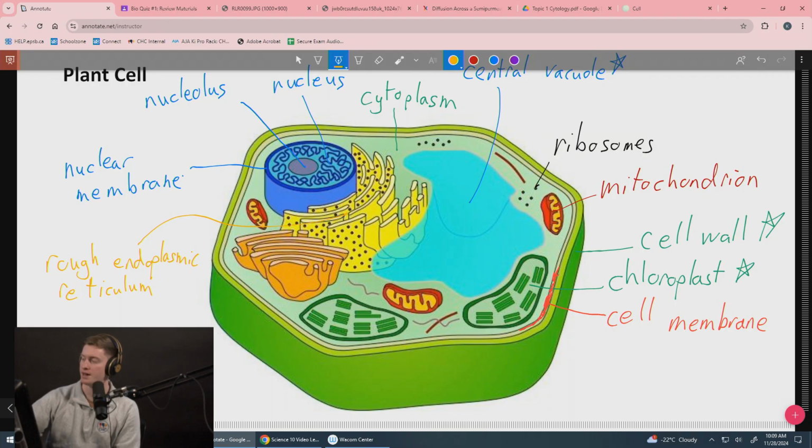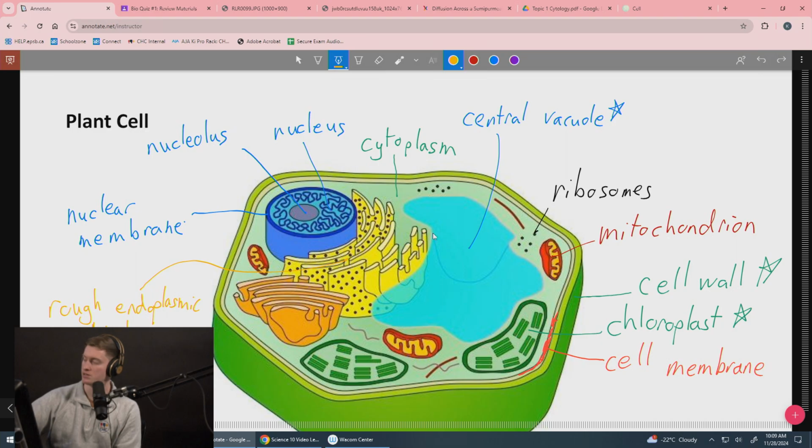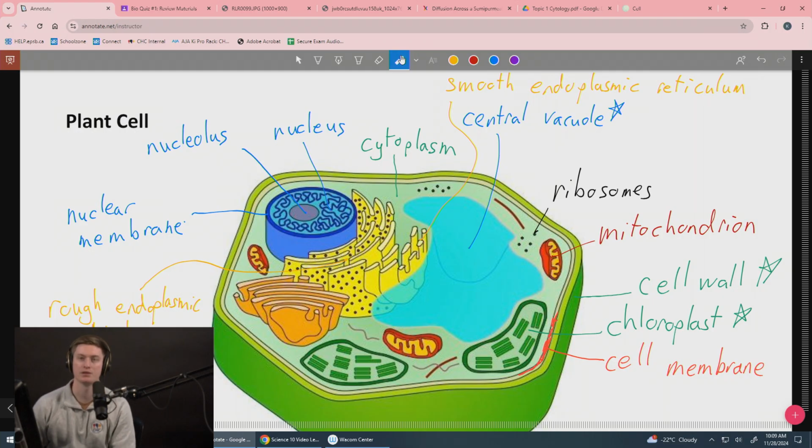I'm going to cross lines, which you don't normally want to do in a diagram labeling. Maybe I can just squeeze the line up at the top. Boom, up there. I'm just going to highlight it with the laser pointer. This is our smooth endoplasmic reticulum. On the previous page with the animal cell, they had two different colors. The smooth endoplasmic reticulum was purple, and the rough endoplasmic reticulum was red.